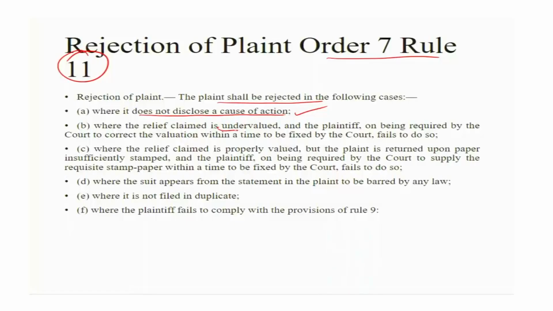Second one, where the relief claimed is undervalued and the plaintiff, on being required by the court to correct the valuation within a time to be fixed by the court, fails to do so. Undervalued, you have studied already the Consumer Protection Act. As per the value, there is a pecuniary jurisdiction: up to 10 lakh the district forum will decide, from 10 lakh to 1 crore the state commission will decide, and more than 1 crore the national commission will decide. So you value the property and accordingly you pay the court fees, you purchase the stamp paper, the stamp duty. So valuation must be there, because this money will go to the treasury of the state government.